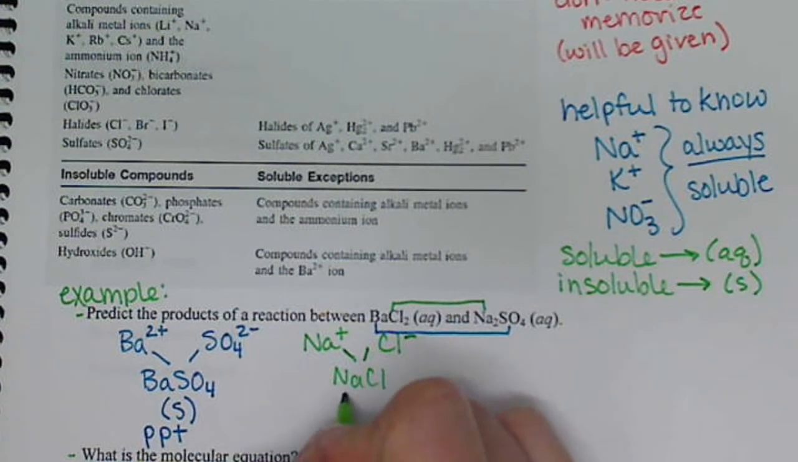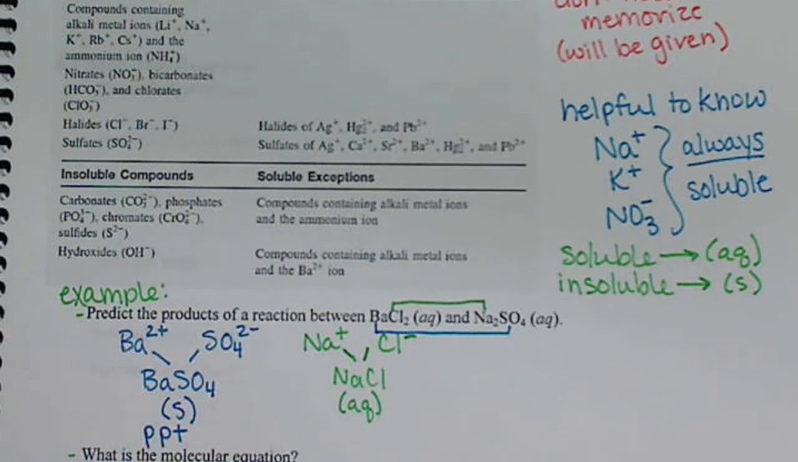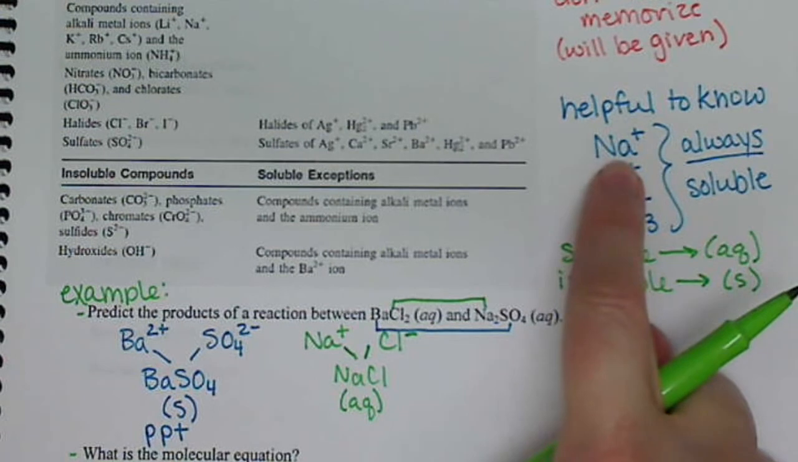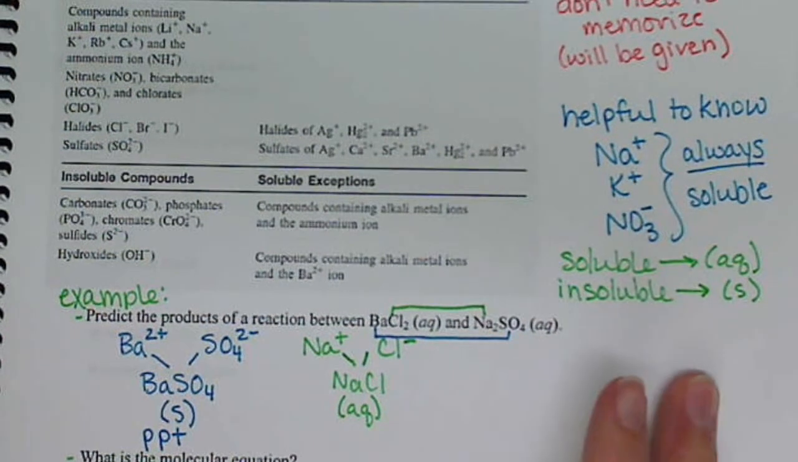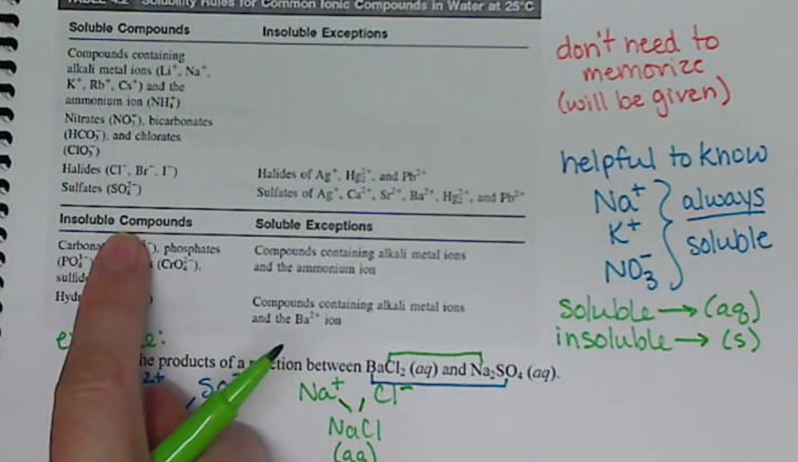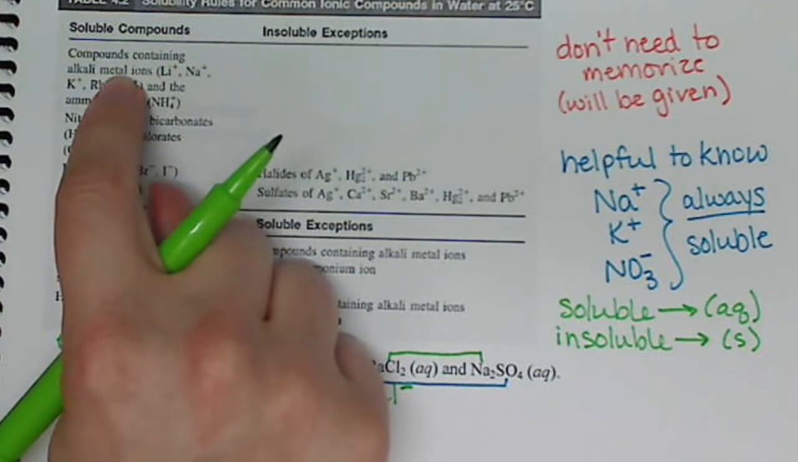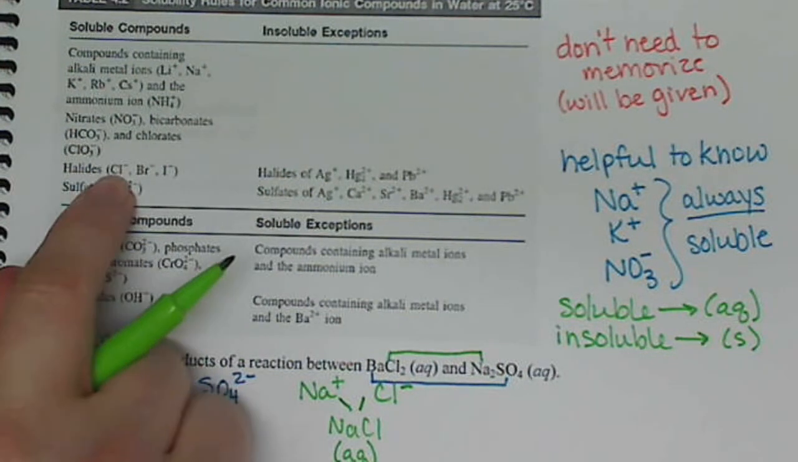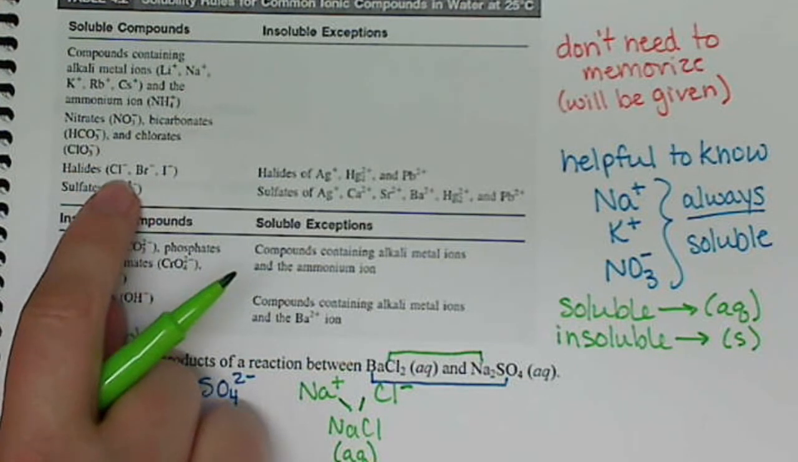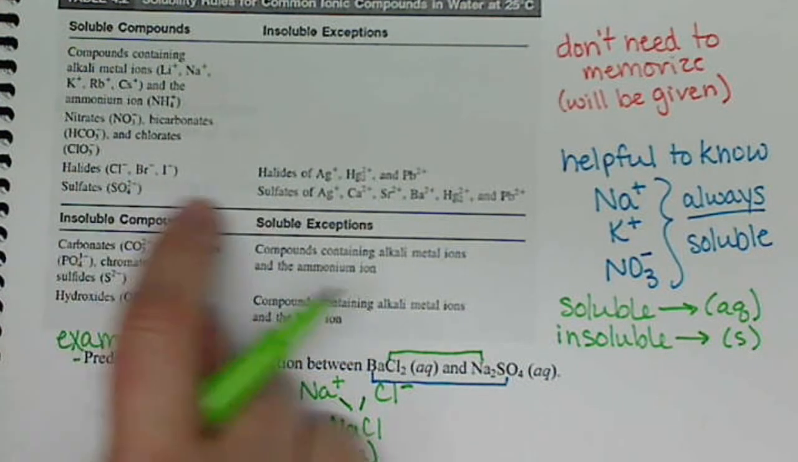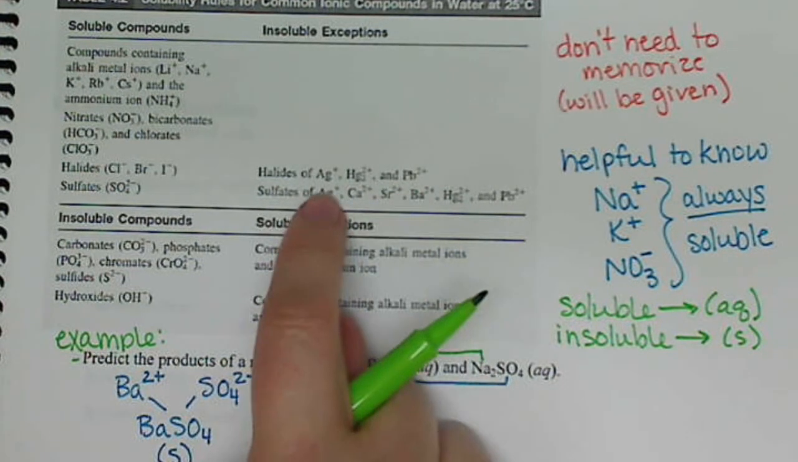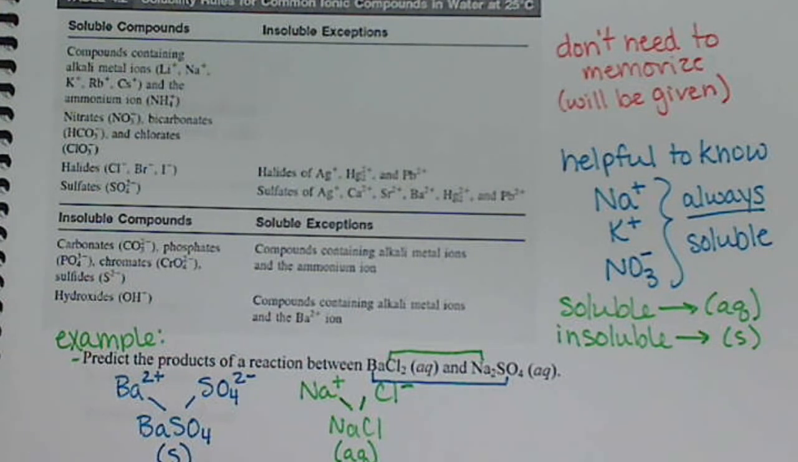Sodium chloride over here is soluble, so it's aqueous. There are 2 ways to know that. One is sodium, so it's always soluble. Or if we look up here in our table, we have all sodiums. Anything containing sodium is going to be soluble. And if we look under chloride, we're lucky in this case that we have both ions on this table. If we look up at chloride, everything's soluble except when silver, mercury, or lead 2 are included. It's not one of those 3, so it has to be soluble.